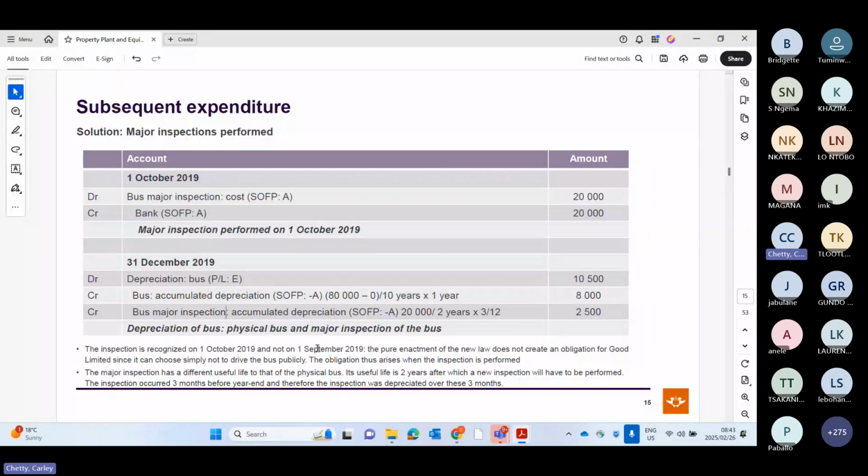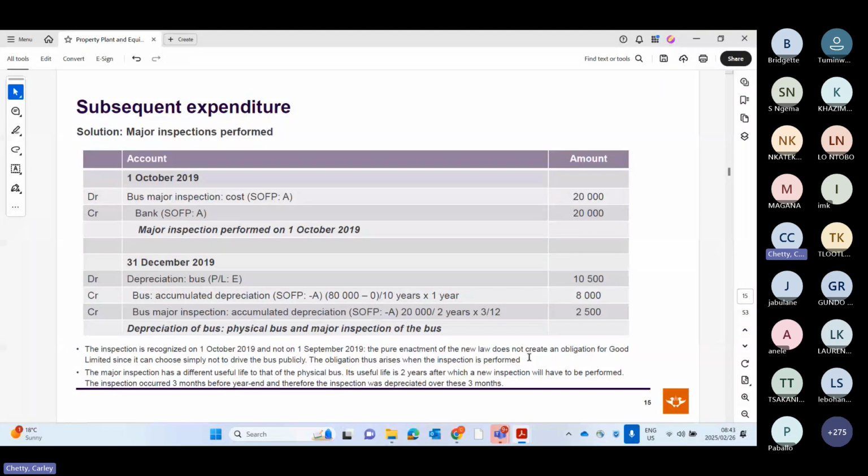So even though there was a new law, the law does not create an obligation for Good Limited, because Good Limited can decide not to drive the bus publicly. So the obligation only arises when the inspection is actually performed. So the major inspection has a different useful life to the physical bus.